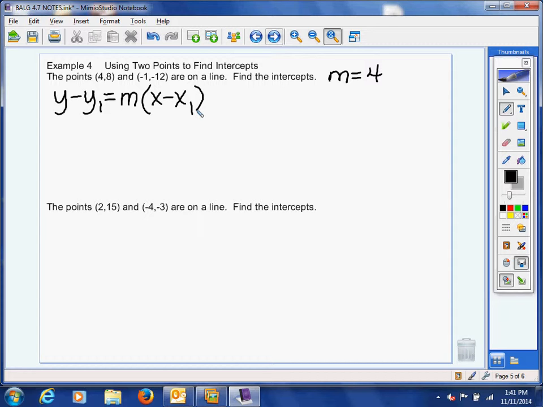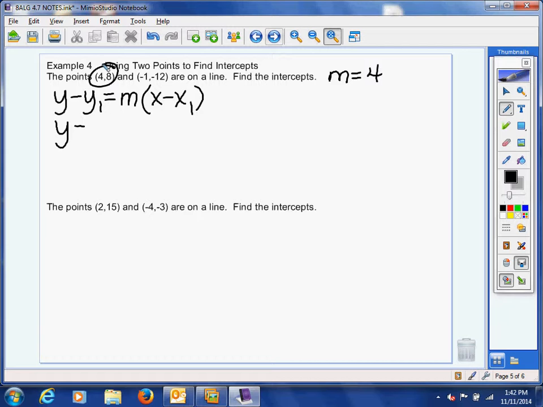So the decision is yours. I tend to shy away from negative numbers if I can. Sometimes it's unavoidable. I have 1 point where I have a positive 4 and a positive 8, and another point where I have a -1 and a -12. It doesn't matter, whatever you're comfortable with. If it doesn't matter, pick either one. If it does matter, and you're like Mrs. Thompson, and want to plug in using positive numbers, then pick the (4, 8) point. All right, so that's what I'm going to do.